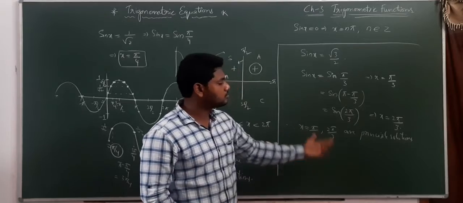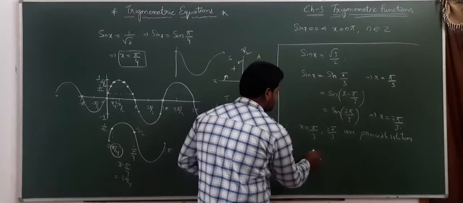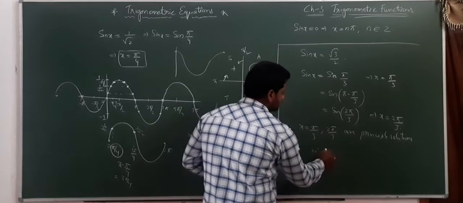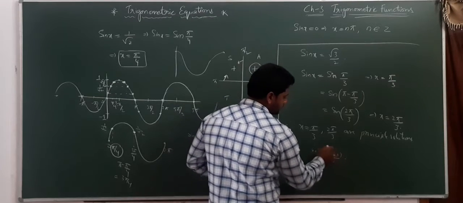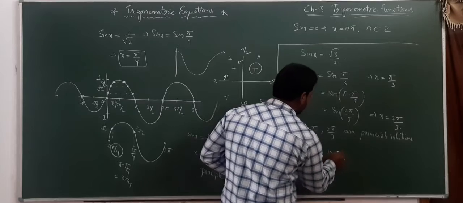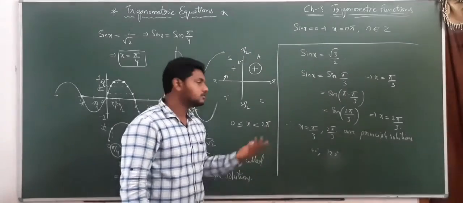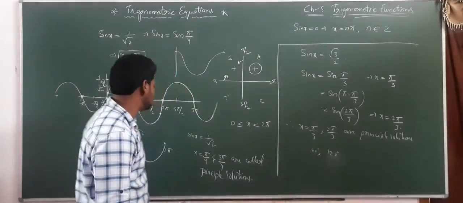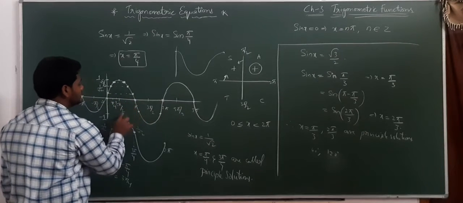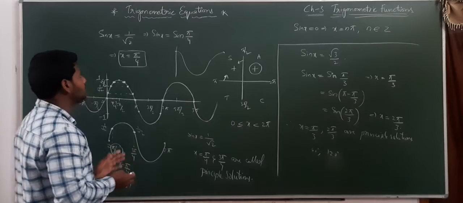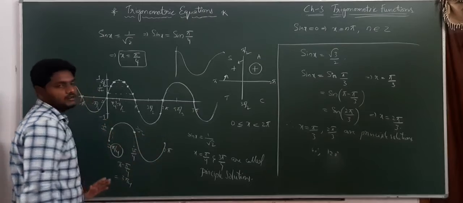And how to check whether those two are principal solutions or not? Convert into degrees. See, pi by 3 is nothing but 60 degrees, and 2 pi by 3 is nothing but 2 into 180 by 3, which is 360 by 3, 60 into 2, that is 120 degrees, right? So 60 and 120 degrees are between 0 and 360 only. Therefore we will consider those two as principal solutions. So here 2 pi by 3 is between pi by 2 and pi, nothing but 120 degrees, between 90 and 180, right? Like this we will find principal solutions. So this is about only the 0 to 2 pi interval.